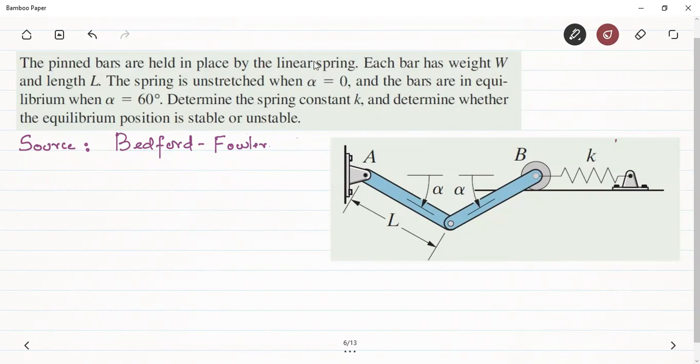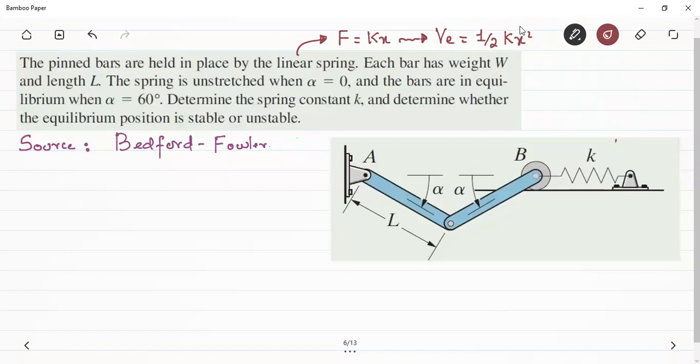the linear spring. So what is a linear spring? It is that spring for which the restoring force has a linear relationship with the displacement. All the springs that we have seen in this text are linear springs because we are able to represent the linear relationship between the restoring force and the displacement. And when we integrated this equation with respect to x, we got the energy equation. That is, the elastic potential energy is equal to half of kx square.